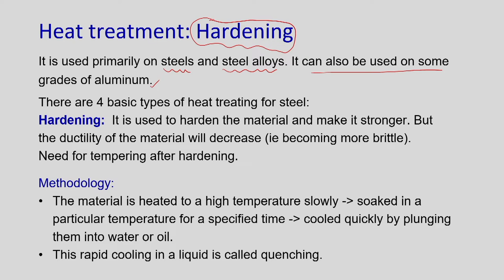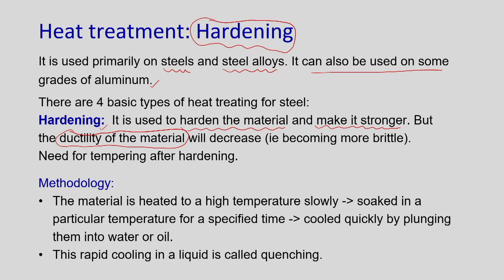There are basically five basic types of heat treatment processes. That is, hardening is first, and we do have three more processes that we will see in our later slides. What we are doing in hardening, we are hardening the material. As the name suggests, we are increasing its hardness. We are making the material stronger. But what is happening during this process of hardening and making the material stronger is that the material may lose its ductility. Its ductility will reduce. The material will become brittle.